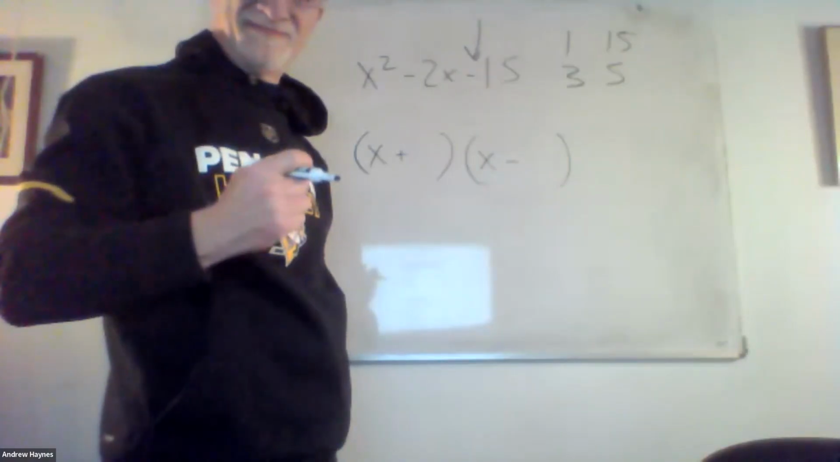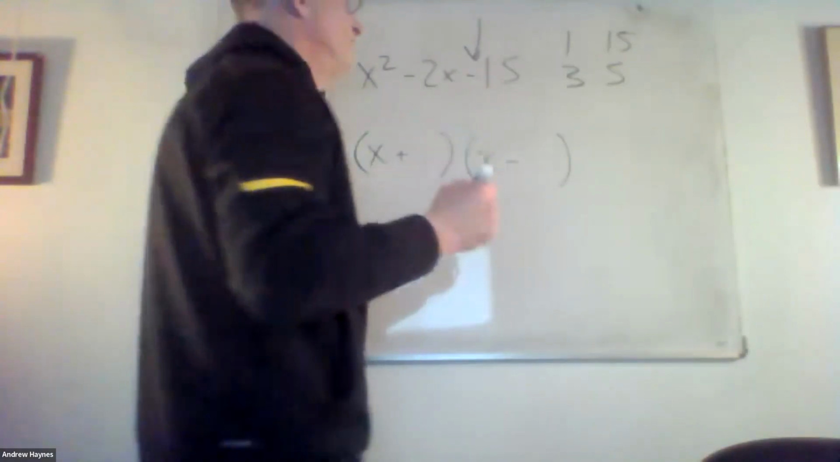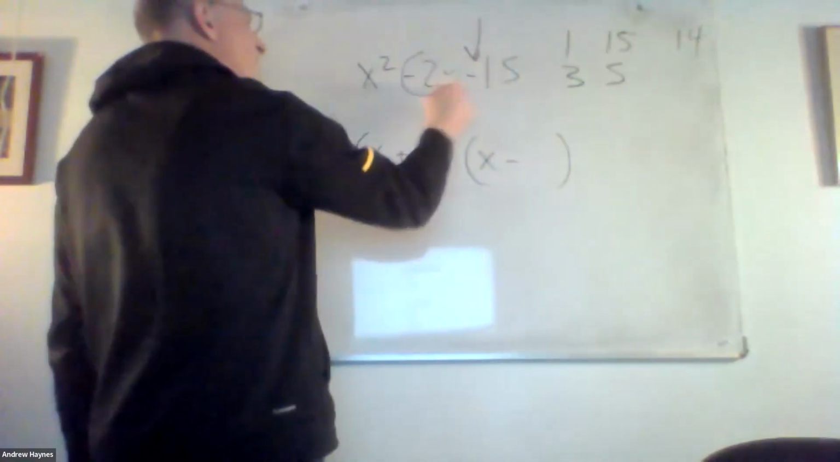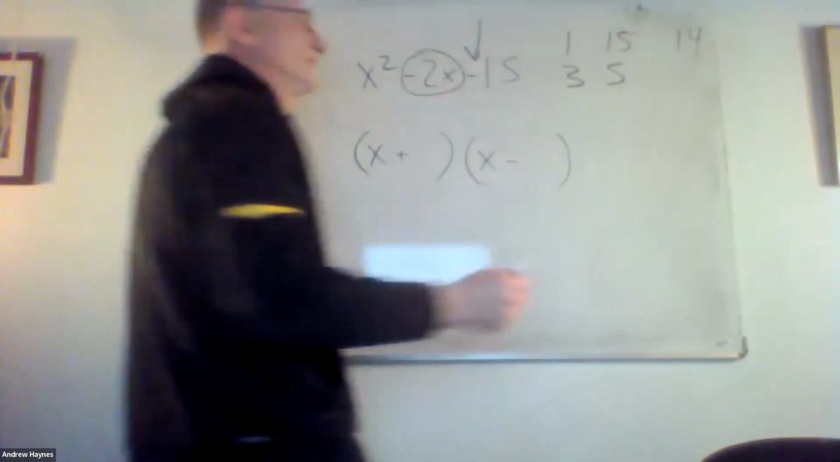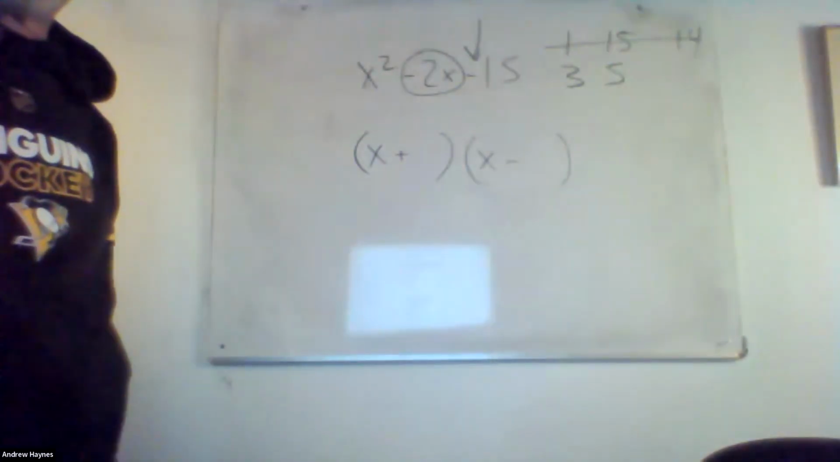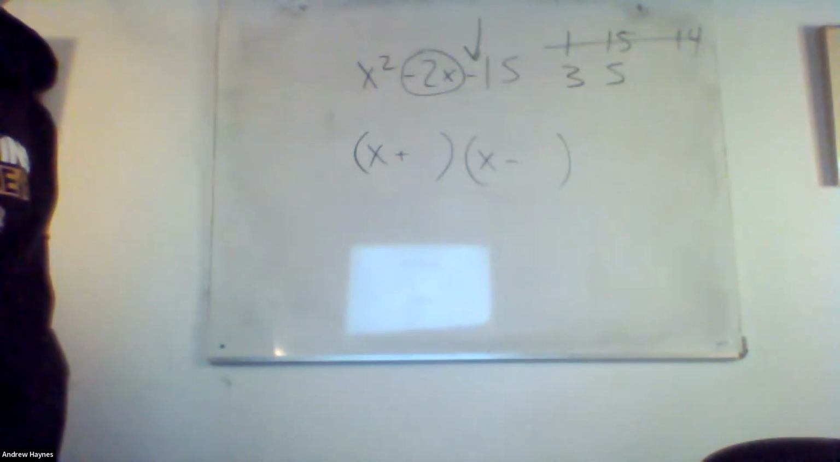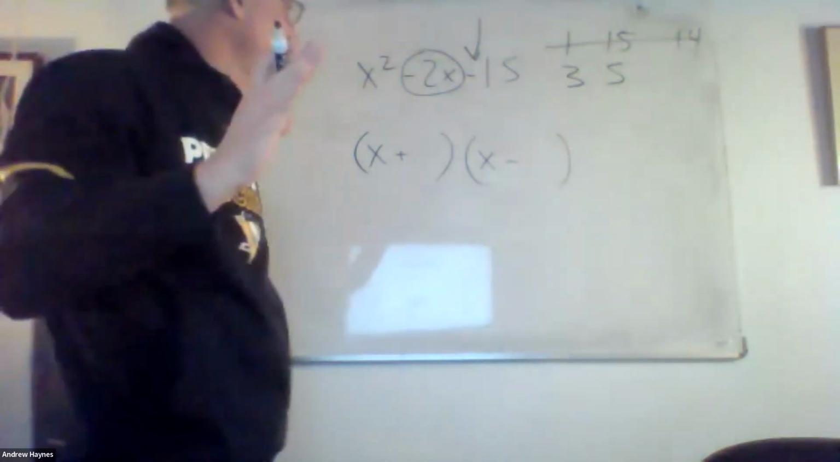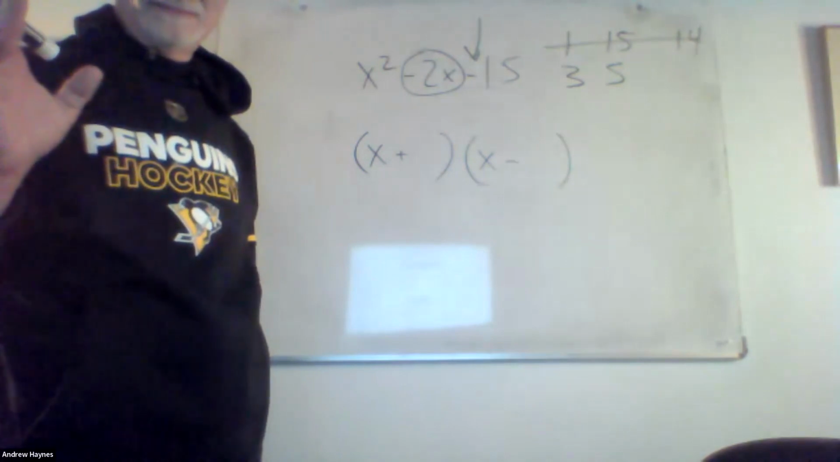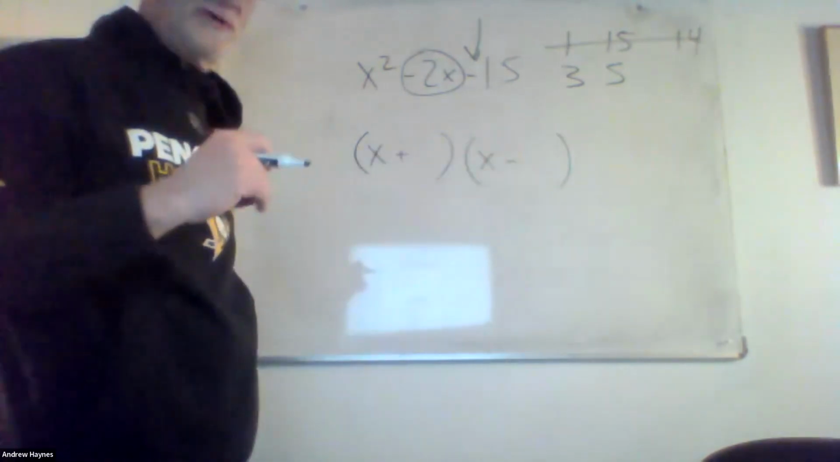15. No, the difference, subtraction. 14. Right, 14. So that difference is 14, but we're looking for a difference of 2. So that doesn't help us. Now we know it's 3 and 5. And of course, the difference between 3 and 5 is 2. So we're looking good. Now the question is, which one goes where? So we know they're 3 and 5, but which is which?